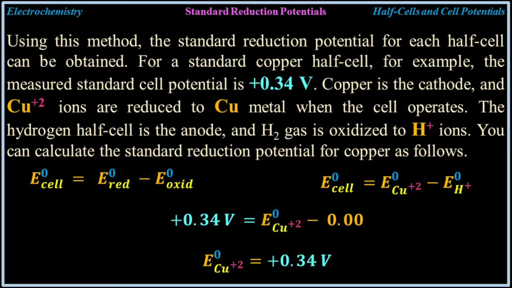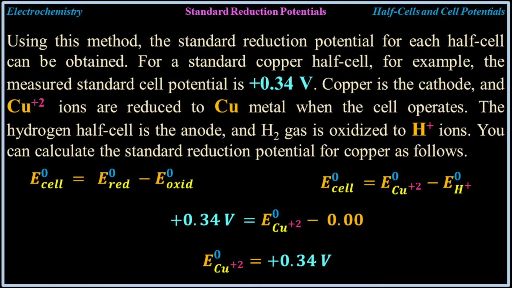Using this method, the standard reduction potential for each half cell can be obtained. For a standard copper half cell, for example, the measured standard cell potential is 0.34 volts. Copper is the cathode, and copper 2 ions are reduced to copper metal when the cell operates. The hydrogen half cell is the anode, and H2 gas is oxidized to hydrogen ions.